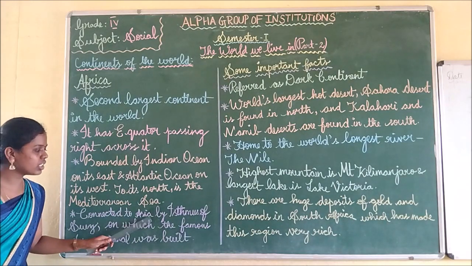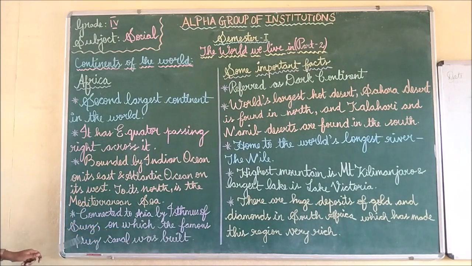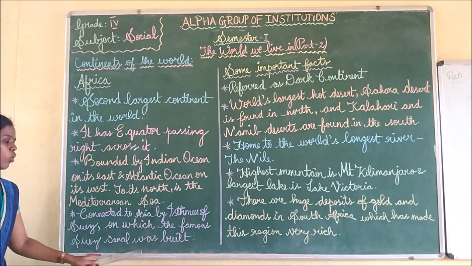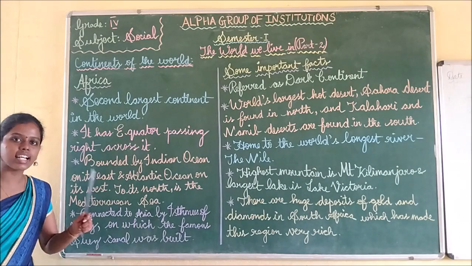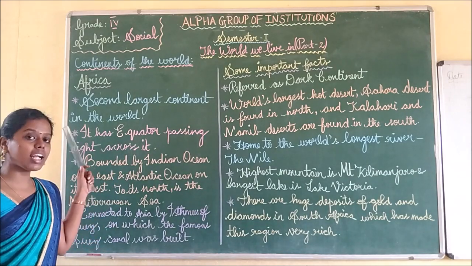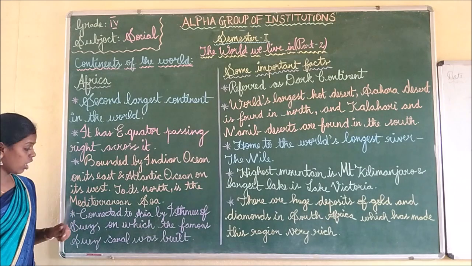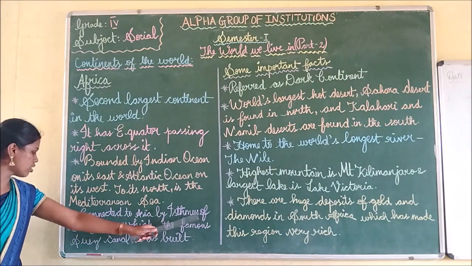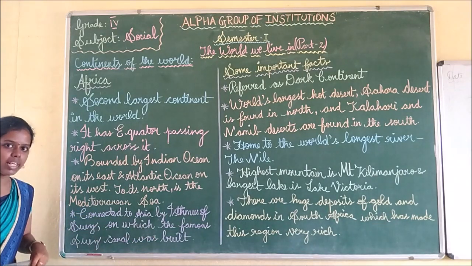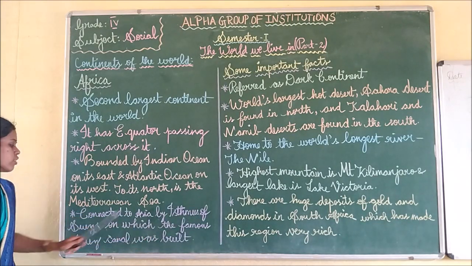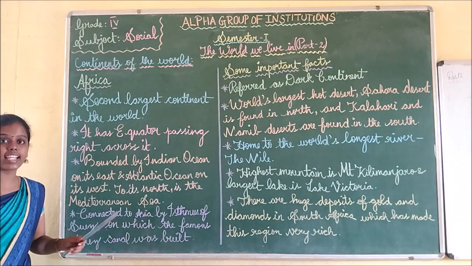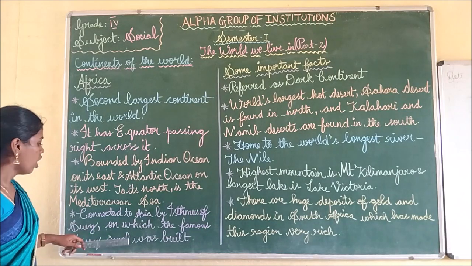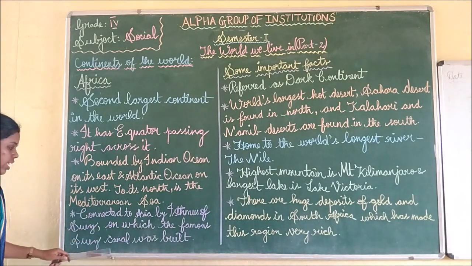Then it is connected to Asia by the Isthmus of Suez, on which the famous Suez Canal was built. So there is a connection between Asia and Africa. How? Africa is connected with Asia by the Isthmus of Suez. There is a place called the Isthmus of Suez. This connects Asia and Africa, and on it the famous Suez Canal was built.